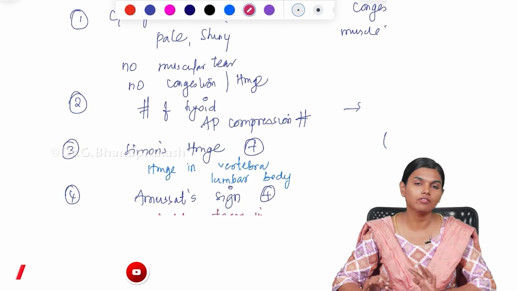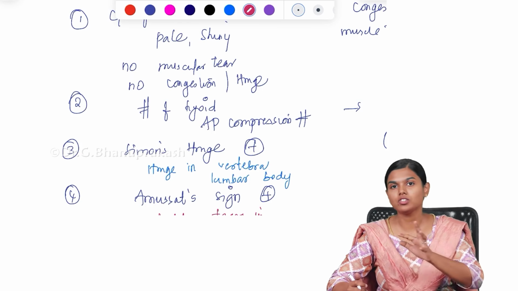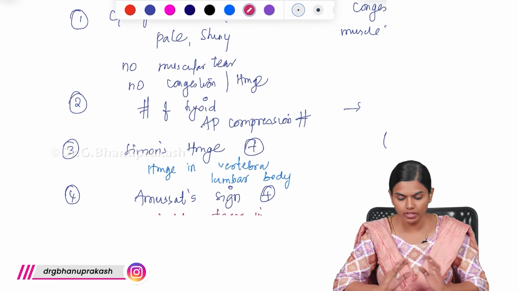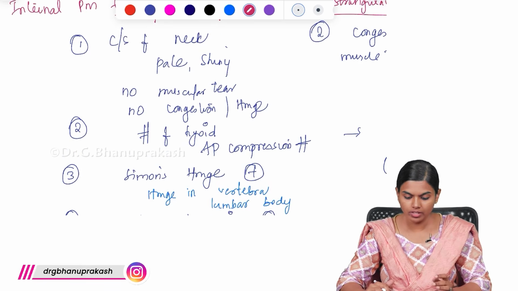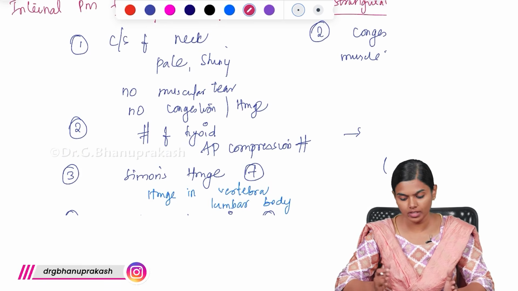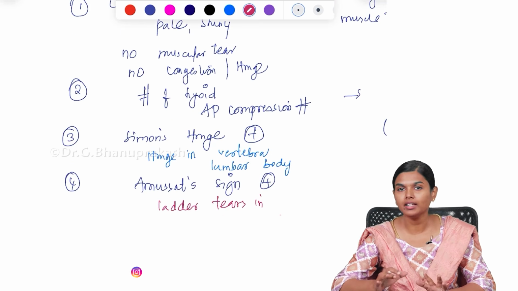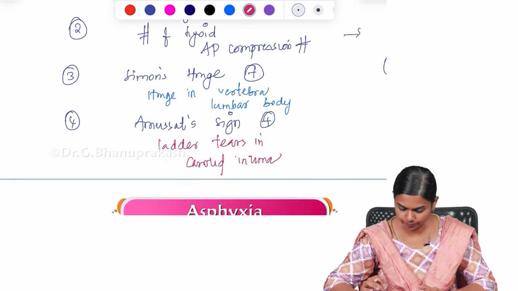So, normally when they ask you what are the internal findings in case of hanging and strangulation, what is the main difference between these two? These are the main differences that you have to focus upon. External features we already saw, these are the internal features. So, with this mechanical asphyxia is done.